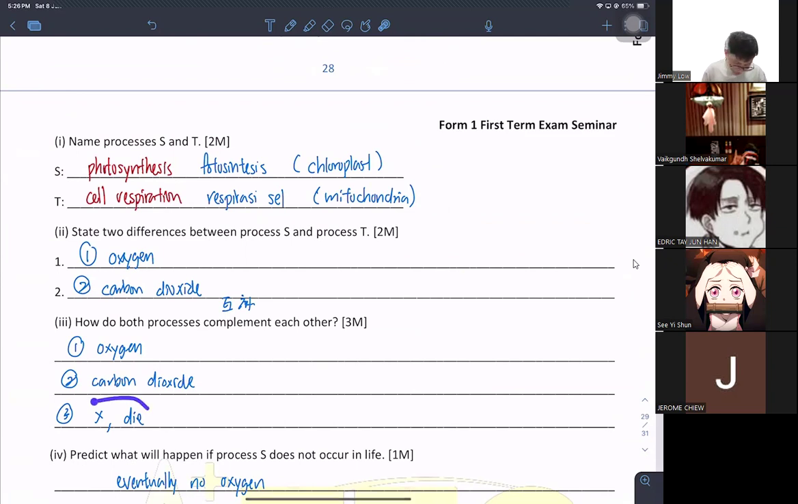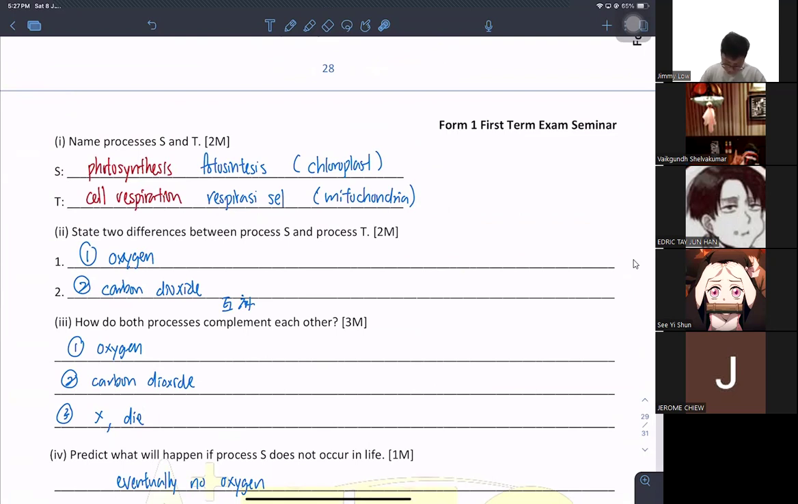The third point is you have to make a small conclusion. You say, if we only had photosynthesis, all of the organisms on Earth will eventually die. Vice versa, you can explain it another way: if now we only have cell respiration and no photosynthesis, eventually all the organisms on Earth will die. So this is how you explain the processes.